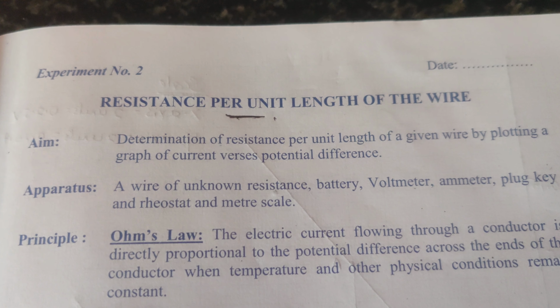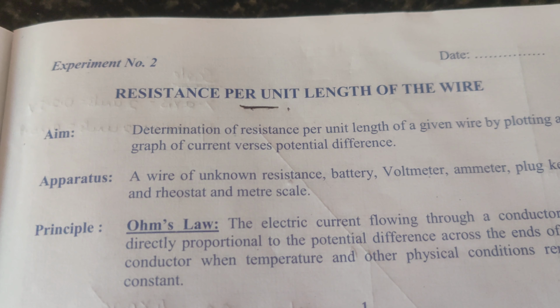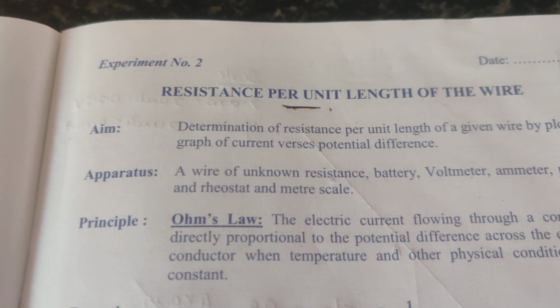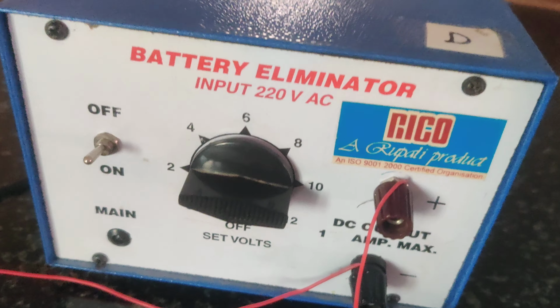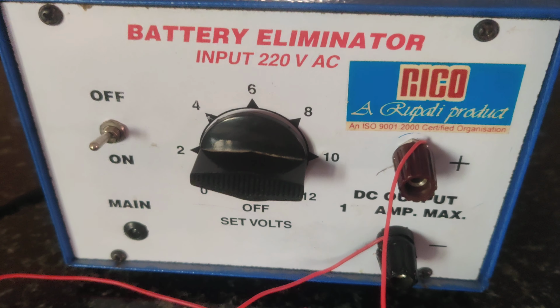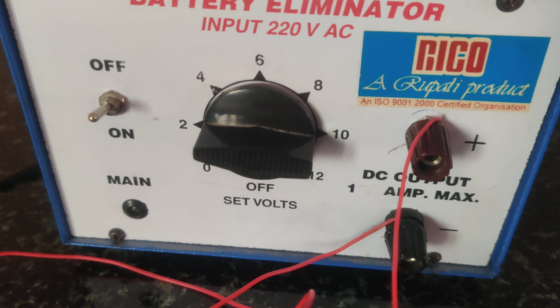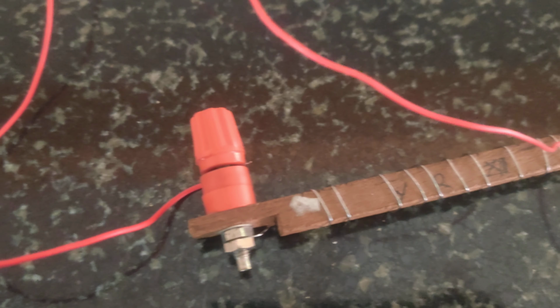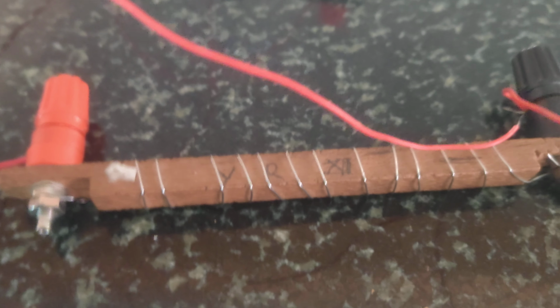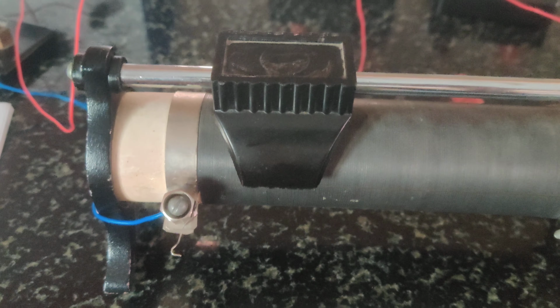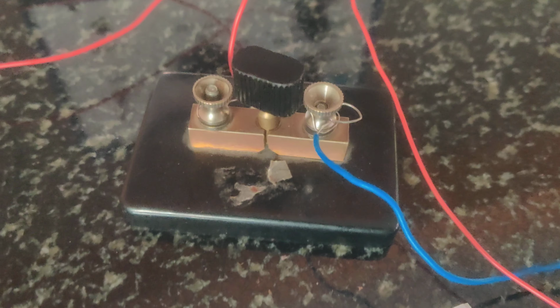To find the resistance per unit length of the wire. Apparatus required: we need a battery eliminator. I have already mentioned the use of the battery eliminator in the previous video. We need an ammeter, voltmeter, resistance wire, the resistance wire here I have considered, and then a rheostat and a plug.